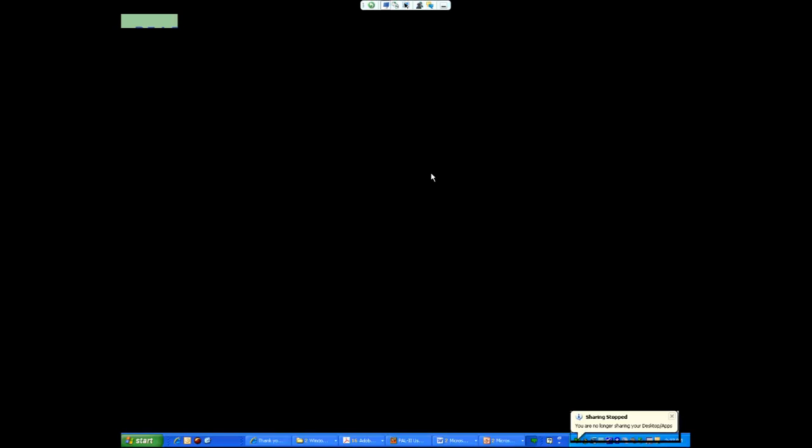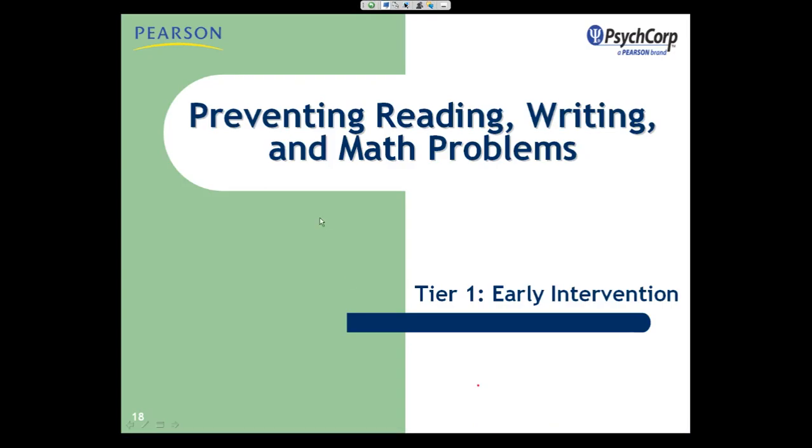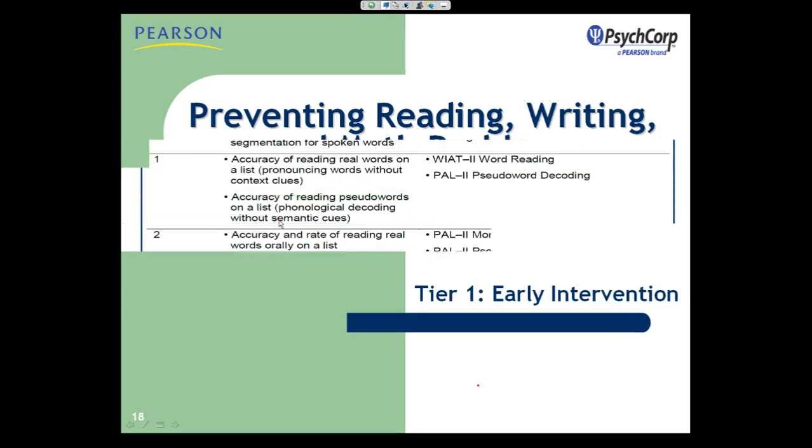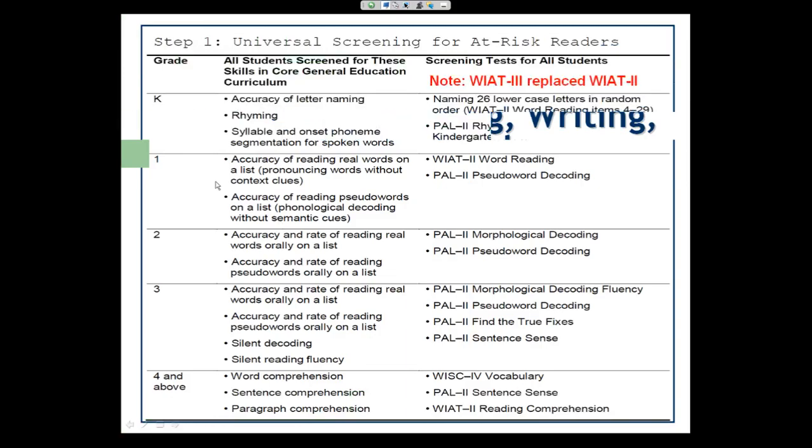Okay, so let me tell you a little bit about how you'd use the PAL2 at the 3 tiers. The first is looking at early intervention. In one of the documents in the PAL2, there's a document called Tier 1 Early Intervention for Reading and Writing. Within that document, Dr. Berninger lists the skills in the core curriculum that students theoretically should master at certain grade levels.